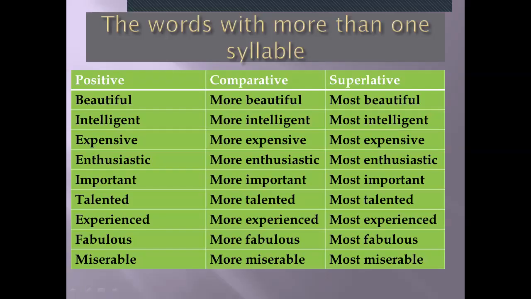Now let us see the words with more than one syllable. For example, beautiful, three syllables. Beautiful, three syllables are there. Beautiful, more beautiful, most beautiful. Intelligent, more intelligent, most intelligent. Expensive, more expensive, most expensive. Enthusiastic, more enthusiastic, most enthusiastic. Important, more important, most important.